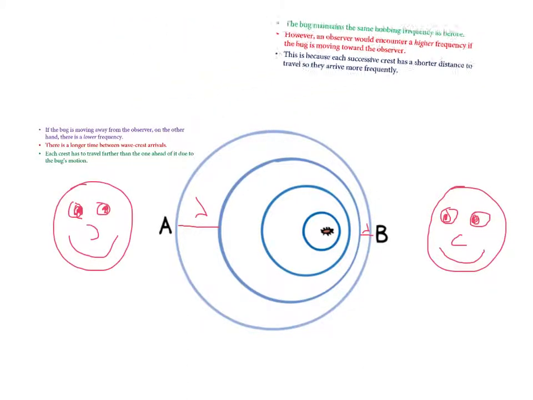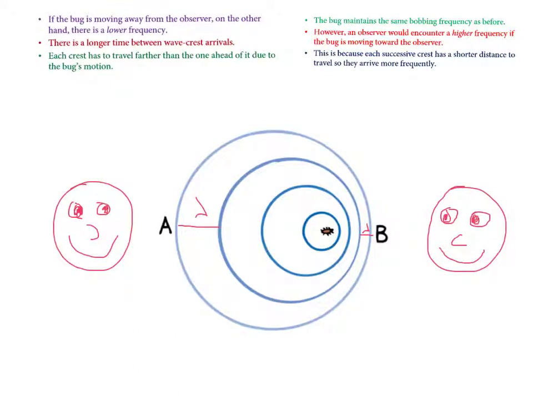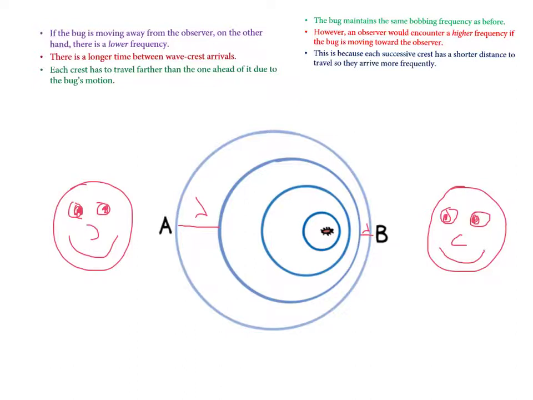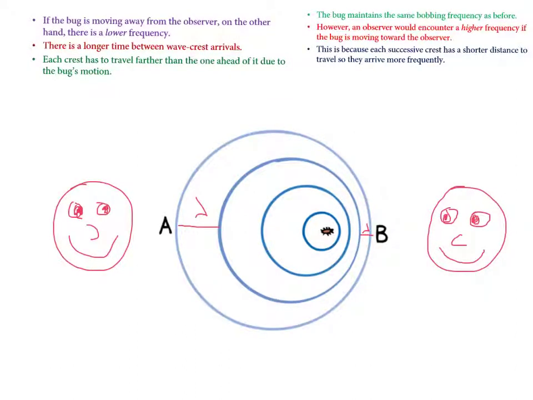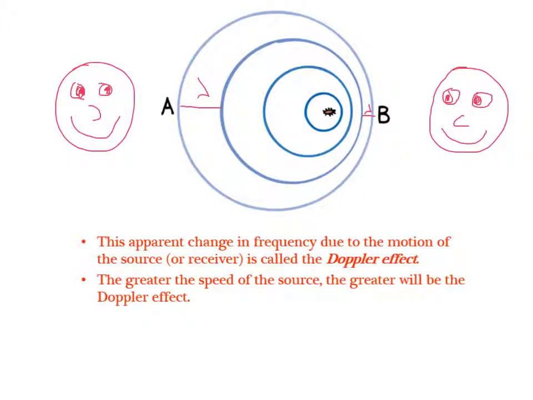If you're an observer behind the bug, or if the bug's moving away from you, you would experience a lower frequency because it's taking a longer amount of time for those wave crests to hit you. Each crest has to travel further than the one ahead of it due to the bug's motion away from your position. This apparent change in frequency due to the motion of the source or receiver is called the Doppler effect. The greater the speed of the source, the greater will be the Doppler effect. So if the bug is moving faster, you're going to experience a greater Doppler effect.